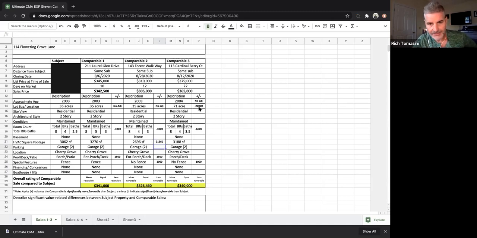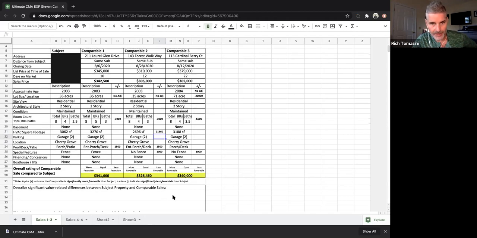Why did we minus? Because this one's better than the subject. If it's better than the subject, you never adjust the subject, ever. It's crazy to do that. We're trying to figure out what this is worth. So sale 3, bigger lot size, if it's better, we subtract. If it's got more bathrooms, we subtract. If it has lesser than, we add. It doesn't have a fence. Same all across the board.